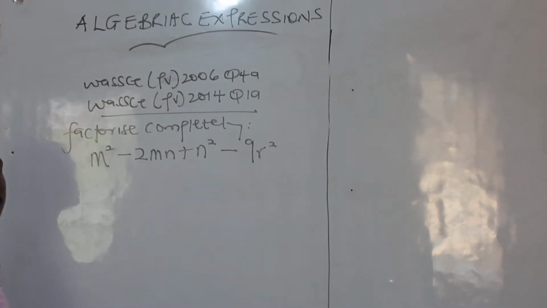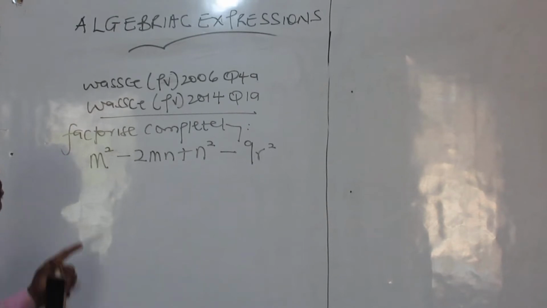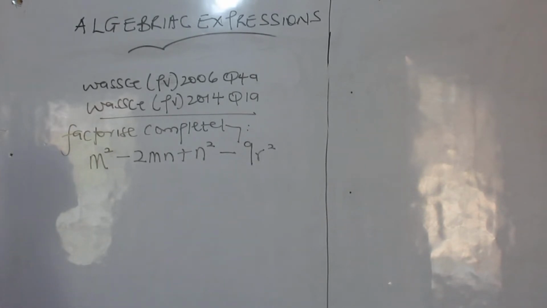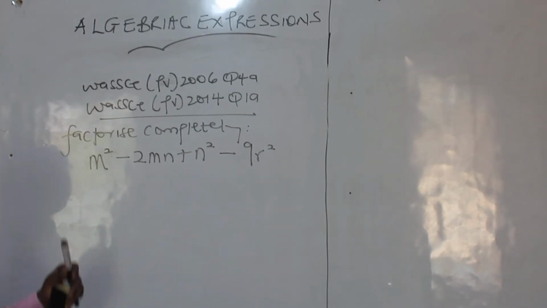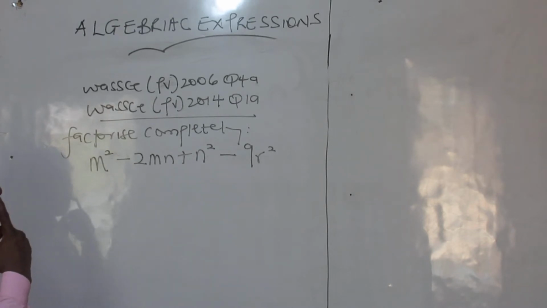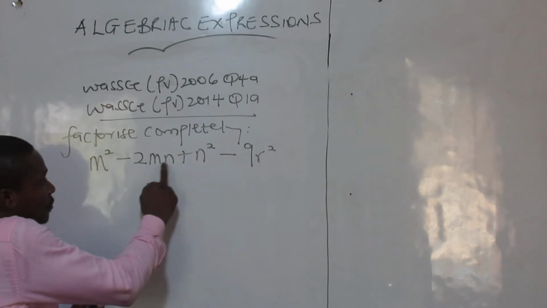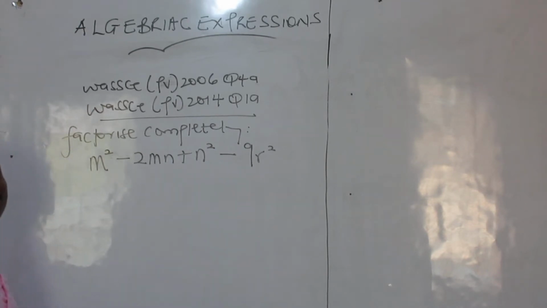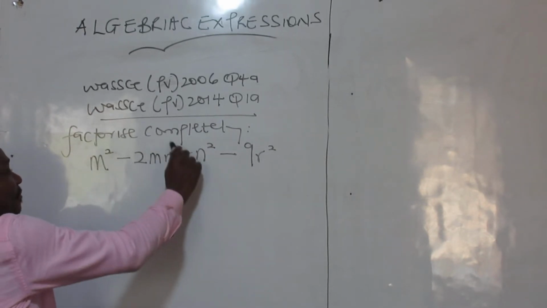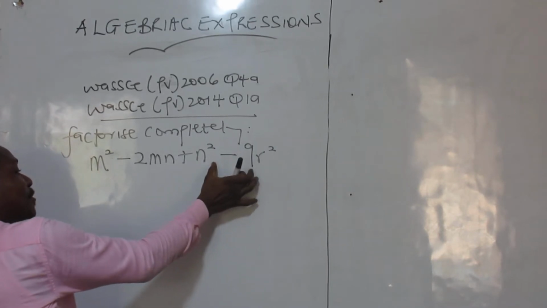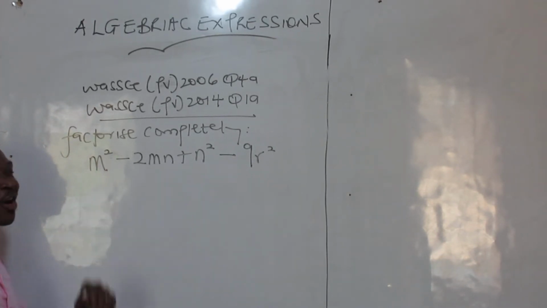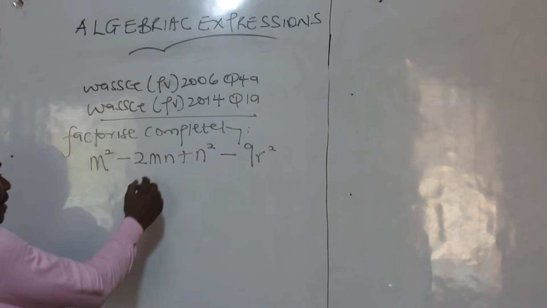Okay, let's look at this. So this is also a sample WASSCE question. Factorize completely this. Now, it looks like we are free here. 1, 2, 3, 4. A 4-term expression. Now good, so we want to group. And this side is not going to work. The 9r is odd. Now what is the trick?